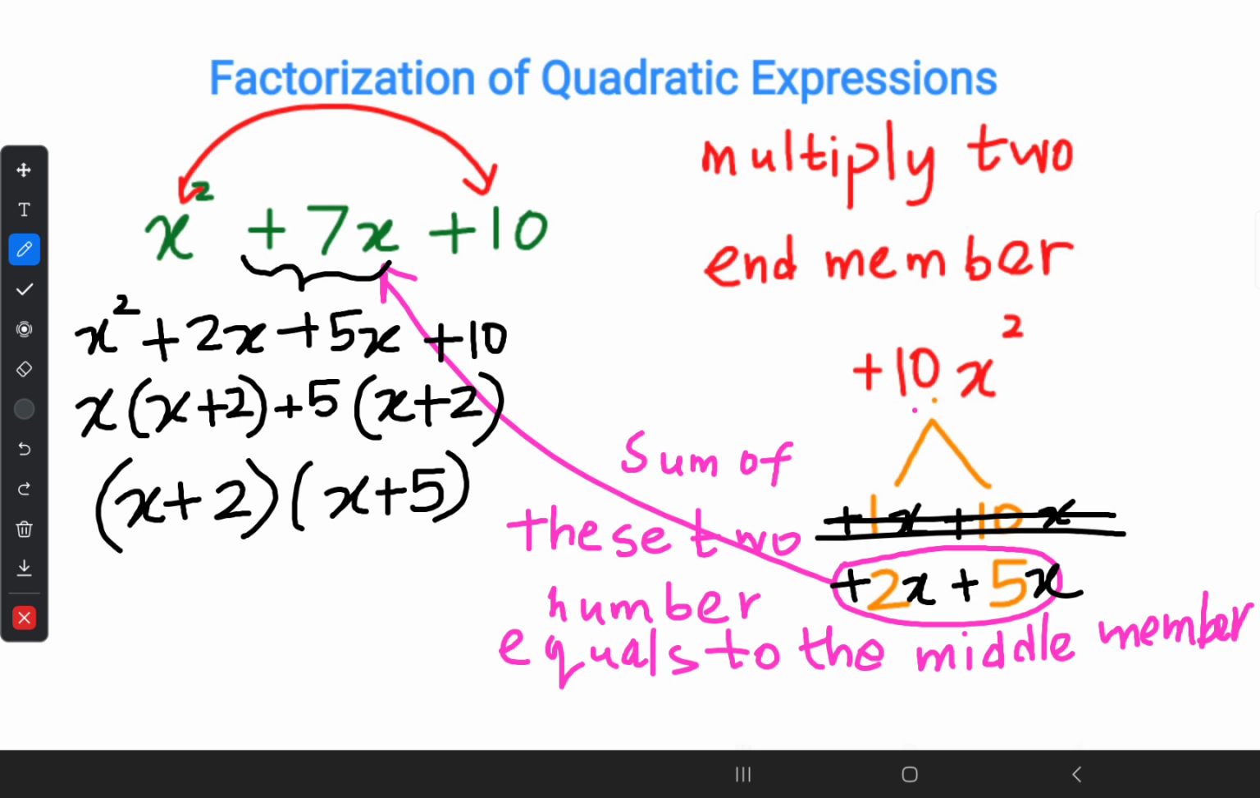First multiply the two end members, then select the suitable multiplication pair whose sum will give you the middle member as well. Then the middle member can be expressed as the numbers which we selected from our calculation. Thereafter, just factorization. Now, y squared plus 13y plus 12.